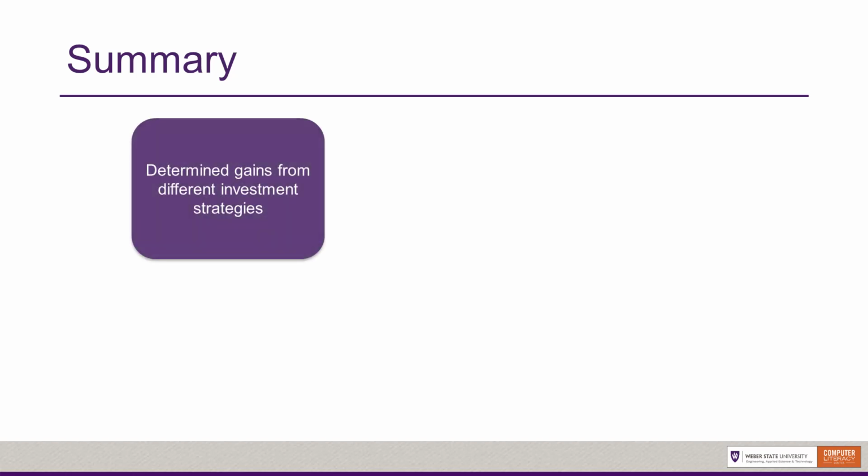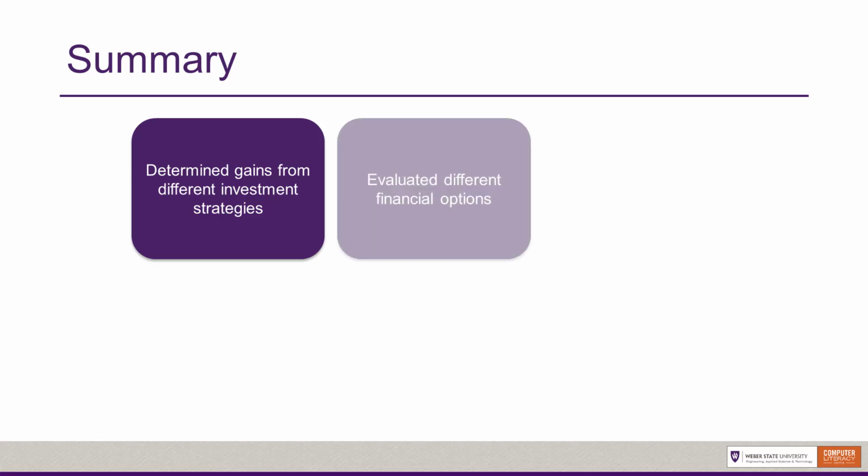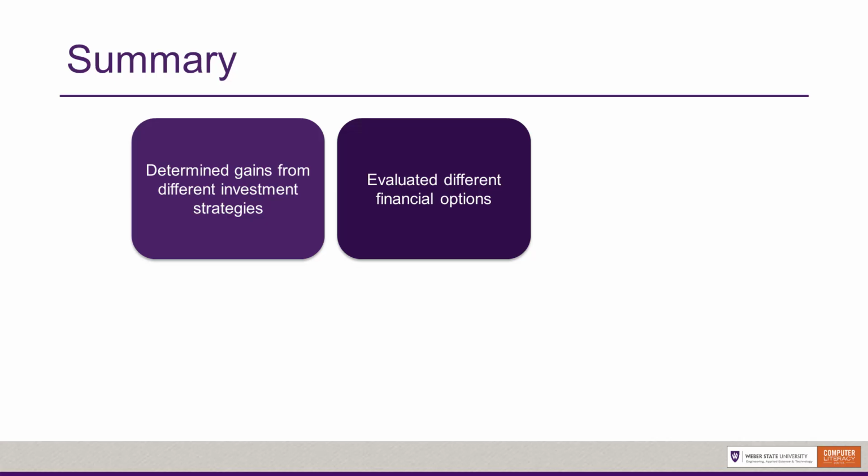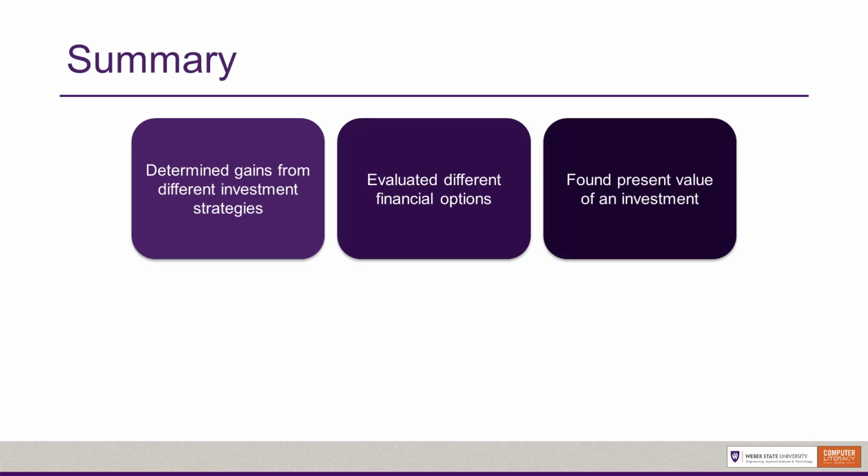In this video, we use the future value function to determine the amount of money we would accumulate after investing certain amounts of money over time, as well as a one lump sum. Then, we applied the present value function to evaluate different financial options. Lastly, we found the present value of an investment that will be paid over a period of time.